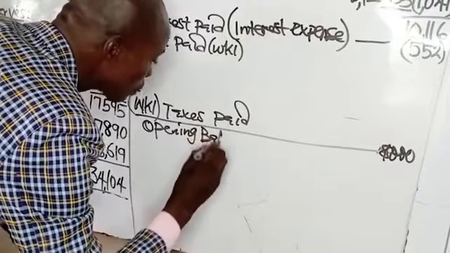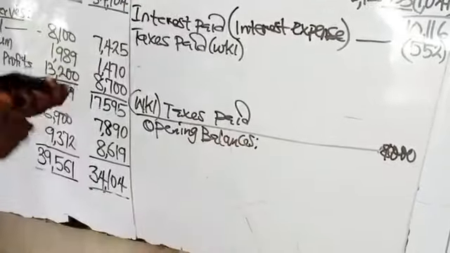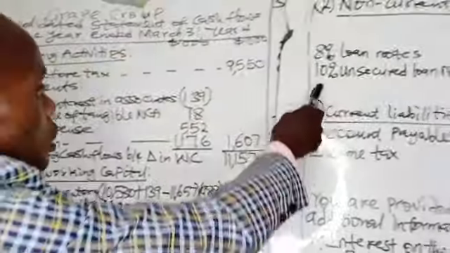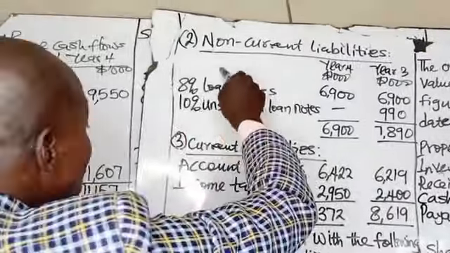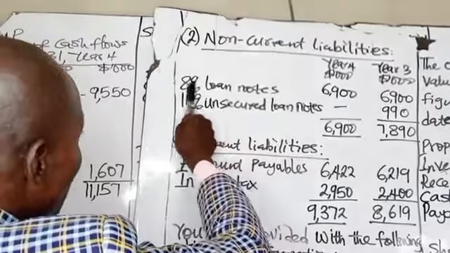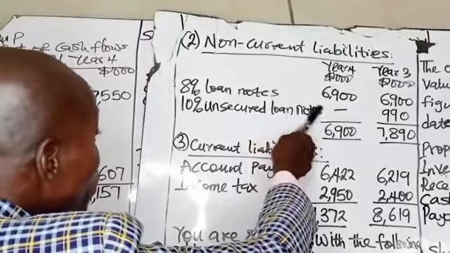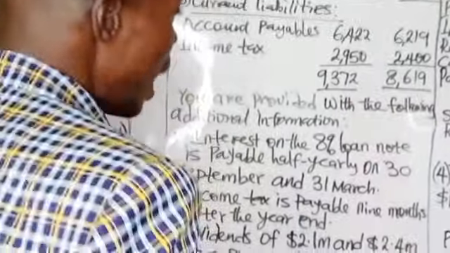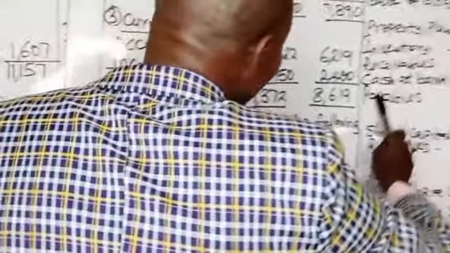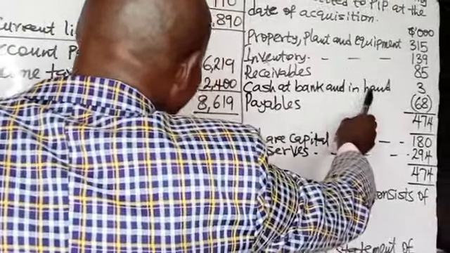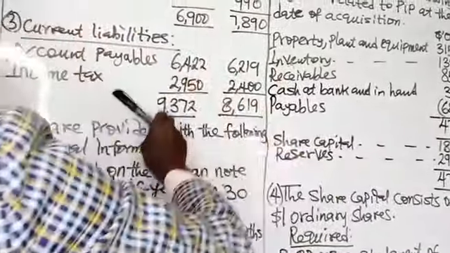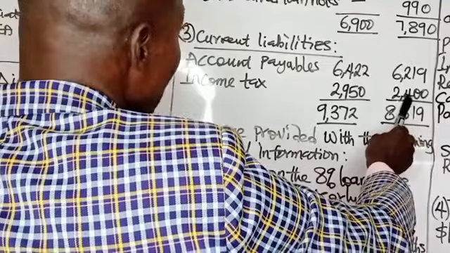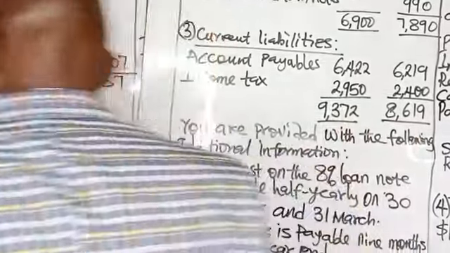You are going to check your current liability and the non-current liability. We didn't have any tax under non-current liability because it comprises 8% loan notes and 10% unsecured loan notes. We only have income tax as part of our current liability. Then, under acquisition, no tax was acquired. If taxes were acquired, then you will add the tax acquired before you subtract the closing balance. So we take the opening balance, which is 2,400. The closing is 2,950.